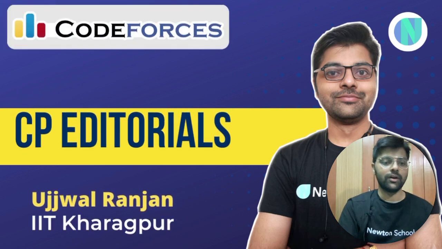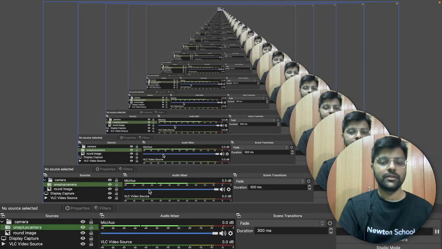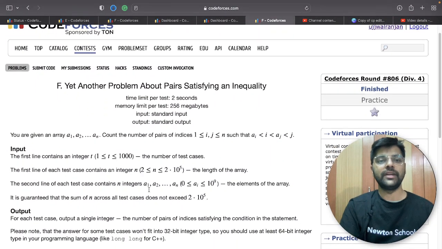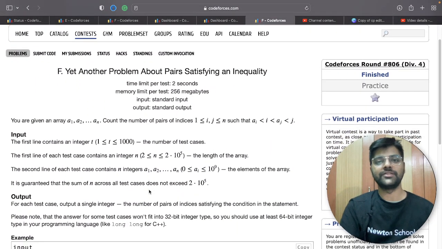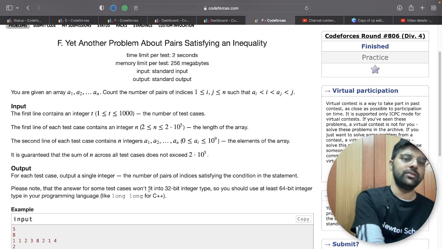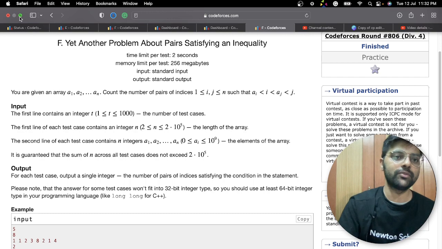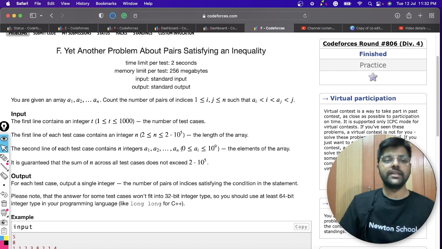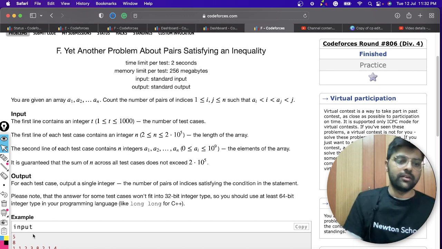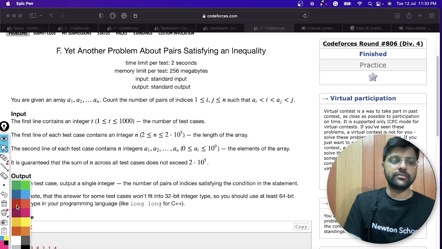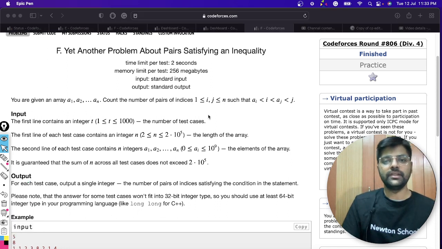And now we'll come to our problem. So this is our problem, yet another problem about pair satisfying an inequality. This kind of problem is repeating and has an excellent concept involved, and it is a very easy concept. You will get an inequality in terms of i and j, and you have to resolve it in the form of i itself. This will give you a solution.